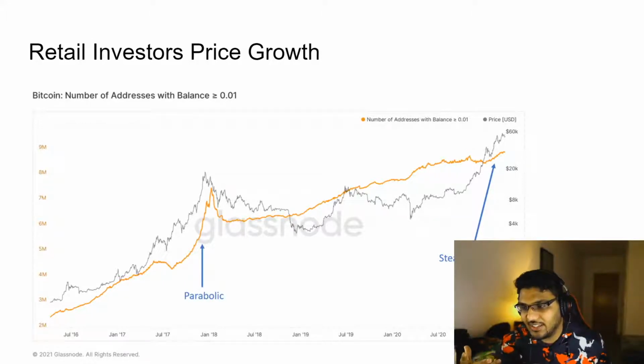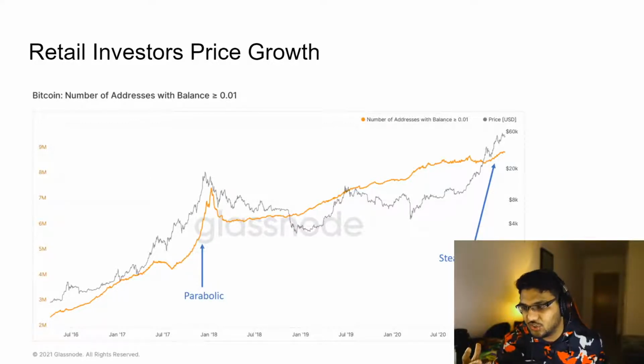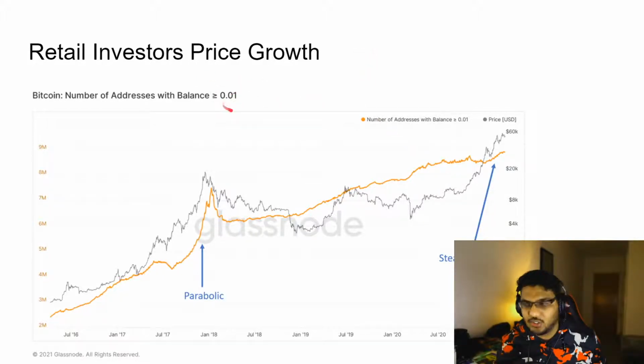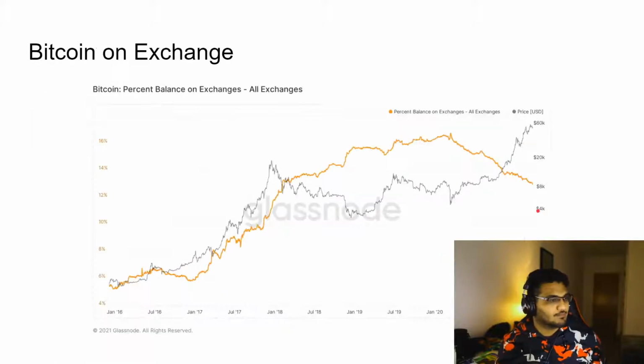And retail investors are basically you and I and anybody who's not an institution. We are the normal average Joe who takes out our money to get in, and that's why it's 0.01. Whereas if it was, let's say, 1 Bitcoin or 10 Bitcoin, that's a large amount to expect retail investors to have. Okay, so we're going to go on.